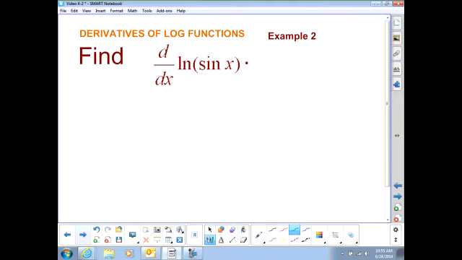So taking that into account, natural log of sine x, our derivative, again, is the derivative of the inside over the inside. So we know sine x will be on bottom. Its derivative is just cos x. So we've got cos x over sine x. And if you wanted, we could even write that as cotangent x.